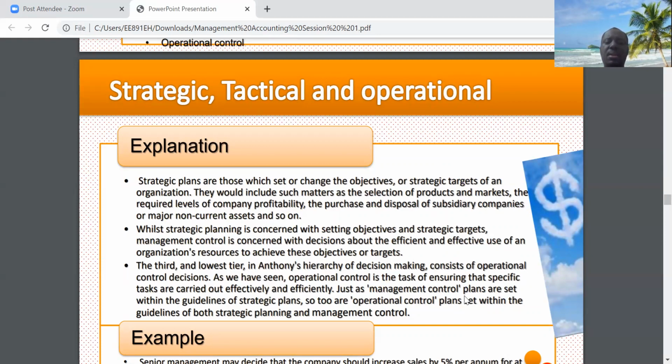So what are strategic plans? These are basically long-term plans, and they'll include matters such as selection of the product you want to go into. That is a strategic plan. The market you want to go into, the purchase of non-current assets. Those things are strategic in nature.